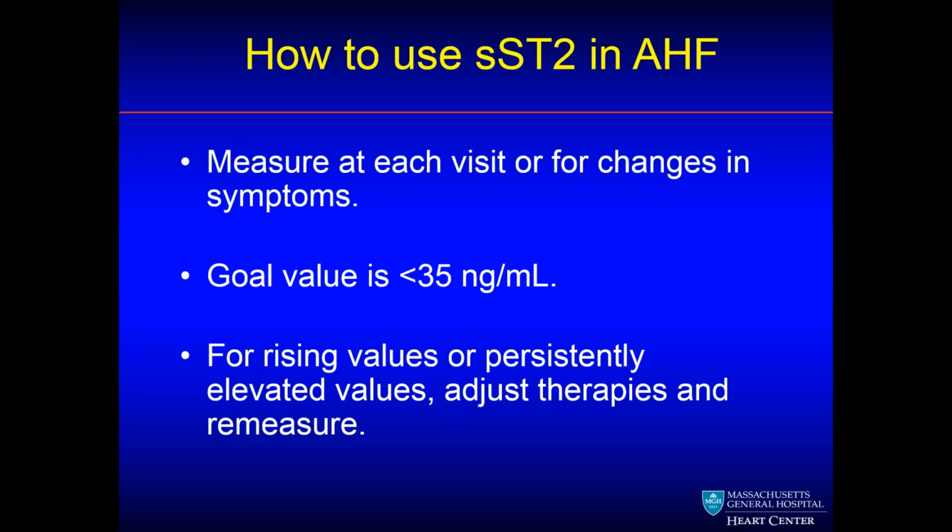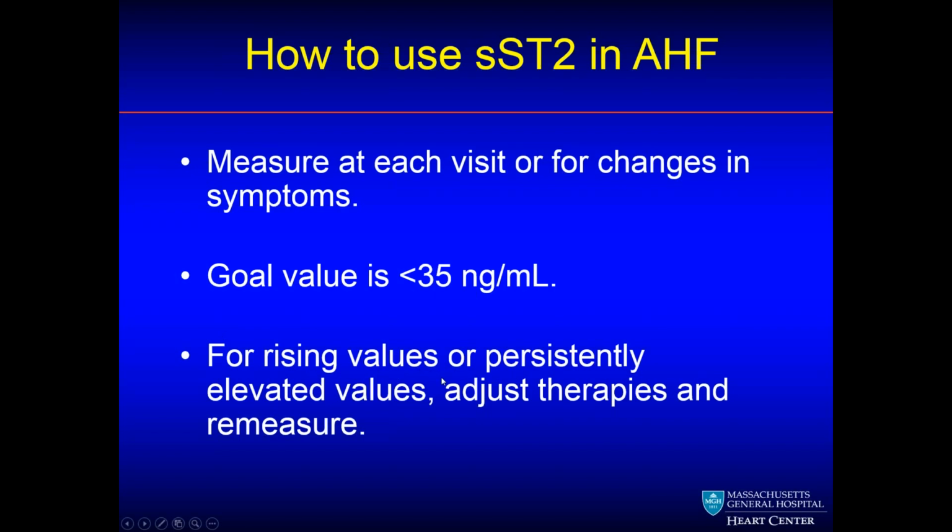In chronic heart failure, the goal value is below 35 nanograms per milliliter. So again, remember the different cutoffs. In chronic heart failure, it's 35 nanograms. In acute heart failure, more towards 50 to 75 nanograms per milliliter. In healthy patients, it's lower. It's more towards 20 nanograms per milliliter.